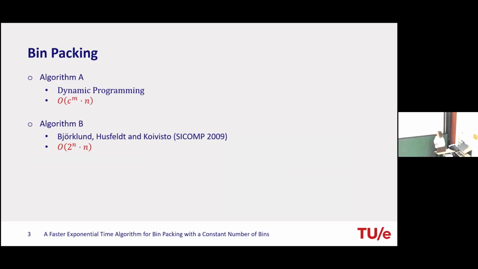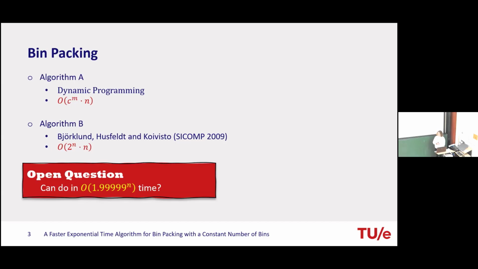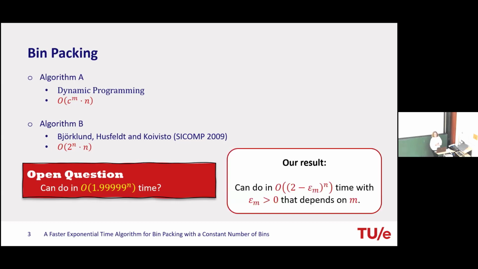And so that's a pretty nice algorithm, but as I am a PhD student of Jesper, I asked the question, can we do something faster? Can we do something better? And we didn't answer that specific question, but we did if we see the number of bins as a constant. And so that's what we're going to do today. So our result is we can do something that's (2 minus epsilon) to the m, where epsilon is some constant depending on the number of bins, and it's small. But it's definitely bigger than 0.